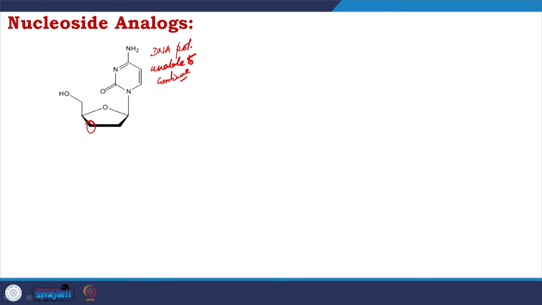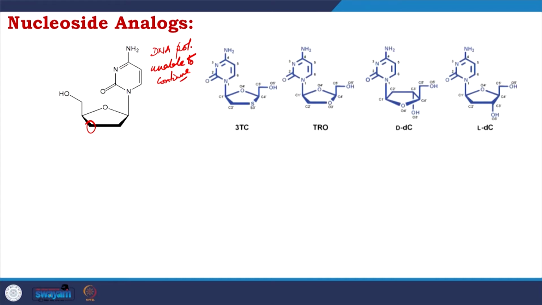But then I will introduce new molecules: 3TC, which is lamivudine, this is troxacytidine, this is dideoxycytidine, this is D, this is L. So, there are 3 nucleoside analogues where the sugar loses the hydroxyl group, but here the sugar is having L chirality instead of the normal D.